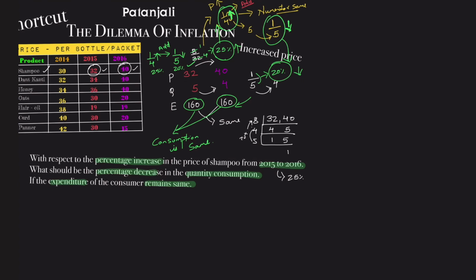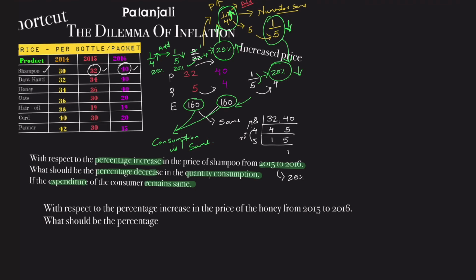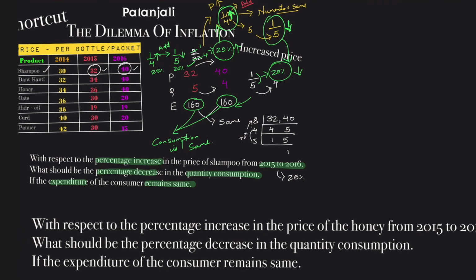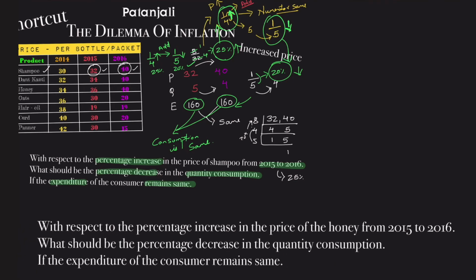Let's solve one more problem to understand it even better. Now the question is with respect to the percentage increase in the price of the honey from 2015 to 2016, what should be the percentage decrease in the quantity consumption if the expenditure of the consumer remains the same? Exactly the same kind of problem. So let's go 2015 to 2016. Price, quantity and expenditure. I'll go ahead with that.